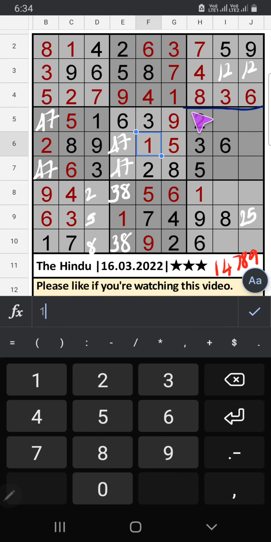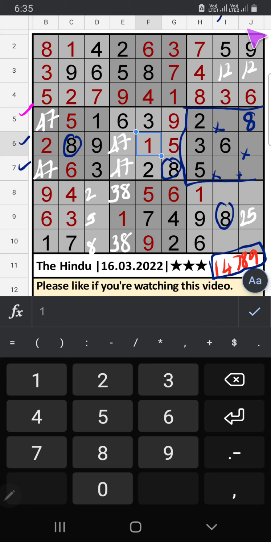Sixth grid, 5 numbers are remaining: 1, 4, 7, 8, 9. 6th row and 7th row we have 8. So 8 can't come in these cells. Column I also we have 8. So 8 can't come in this cell. Then 8 is confirmed here.